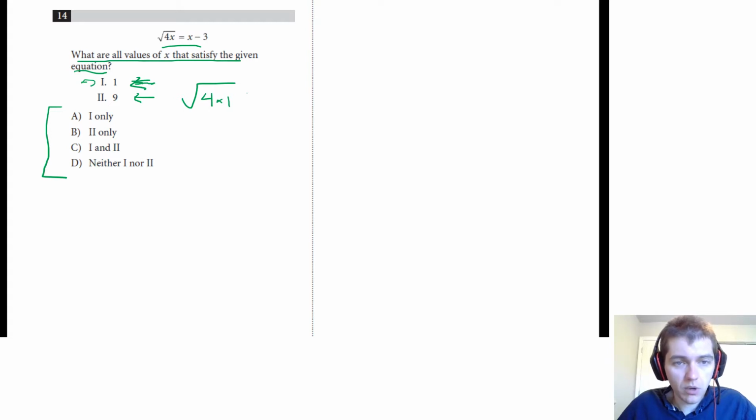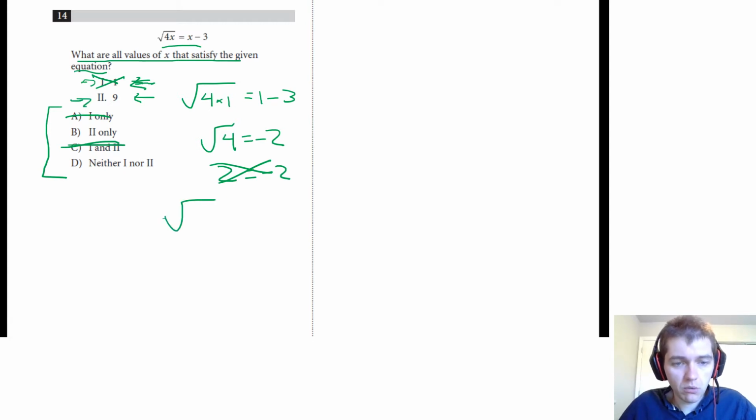Square root of 4 times 1 is equal to 1 minus 3. That'll be square root of 4 is equal to -2. That'll be 2 equal to -2. It is not. 1 is not an answer. So we know it's not 1 only. We know it's not 1 or 2. Your only options are B or D. So it's just a question of whether 2 works or not.